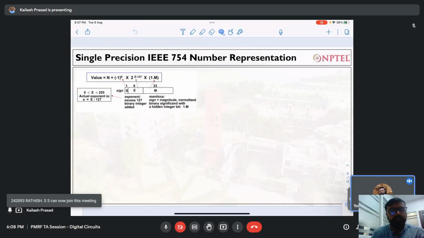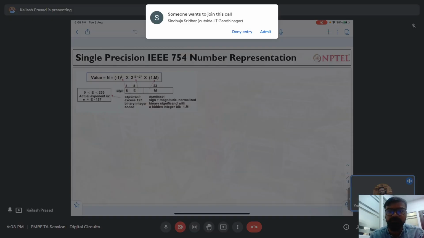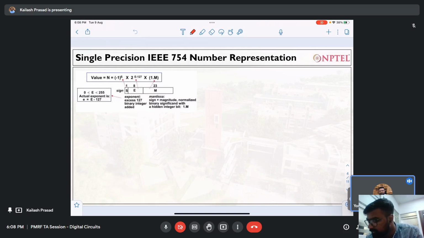So the very first thing which we'll be discussing today is a question on the basis of IEEE 754 number representation. The IEEE 754 number representation is one of the standards which is accepted in the entire industry. All your systems actually follow IEEE 754 number representation. So how do you represent a number in IEEE 754 in single precision? The very first thing is that in single precision we only have 32 bits.